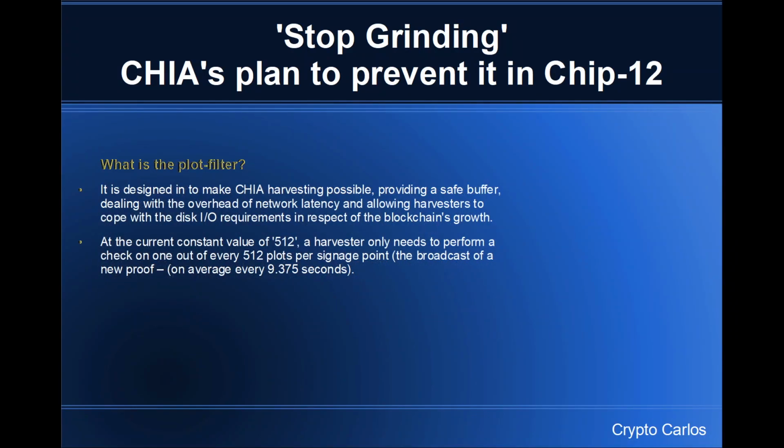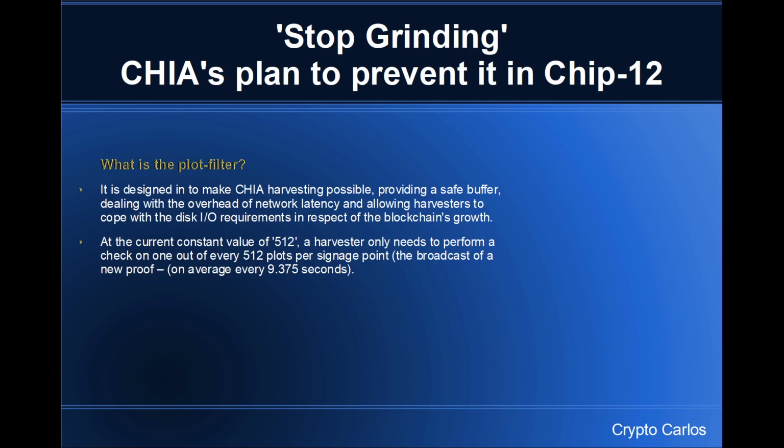Okay, what is a plot filter? Just a little bit of background into this in case you're not familiar. It's designed to make CHIA harvesting possible, providing a safe buffer and dealing with the overhead of network latency. So it allows harvesters to cope with the disk input-output requirements, regardless of how the blockchain is growing. So it means with a minimum spec hardware, you can perform the harvesting task, basically. It protects genuine farmers from that.